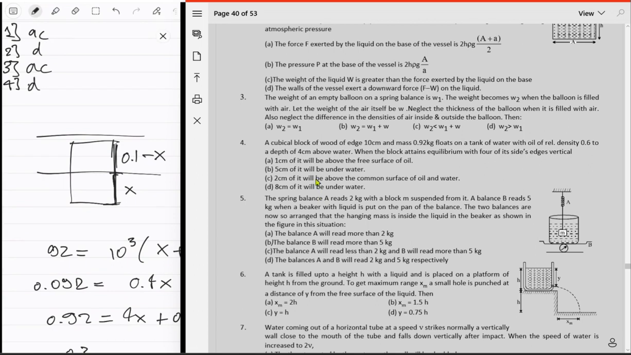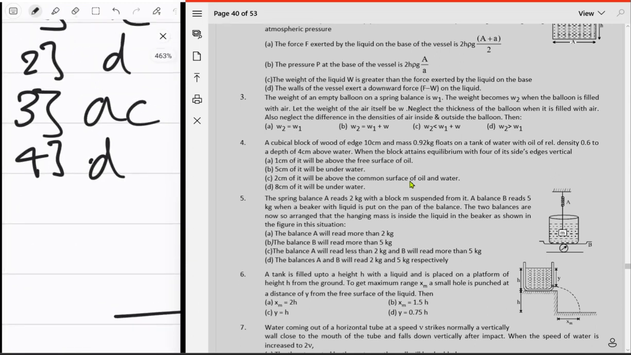For the fourth, D is correct. So 2 centimeters of it will be about the common surface of oil and liquid. Yeah, C is correct as well. And what's this? About the free surface of oil, 5 centimeters underwater. No. So C and D. Next question, fifth.